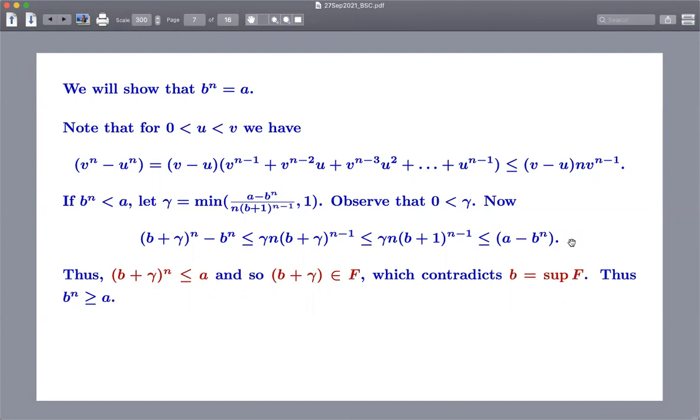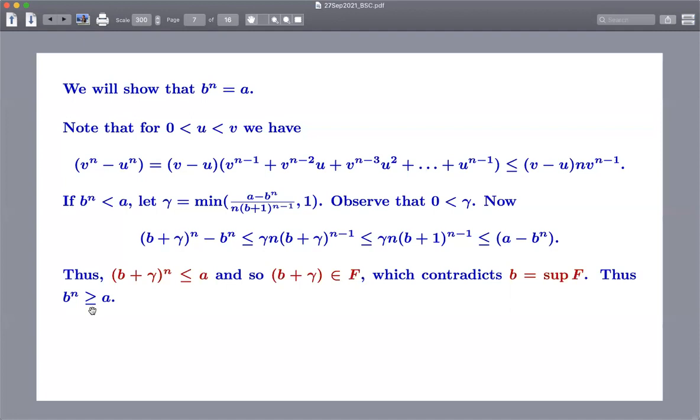So the whole idea is that if b^n is less than a, you bring in something above b, which should continue to be in F. That was the whole idea. And this contradicts that b is an upper bound, because b plus something is already in the set F. Therefore, this is not true. Therefore, b^n cannot be less than a. So b^n had better be greater than or equal to a.